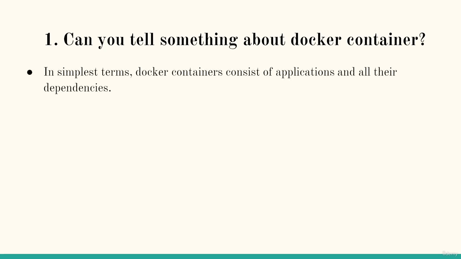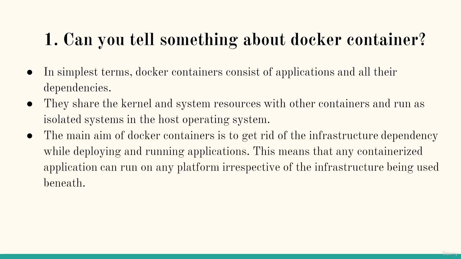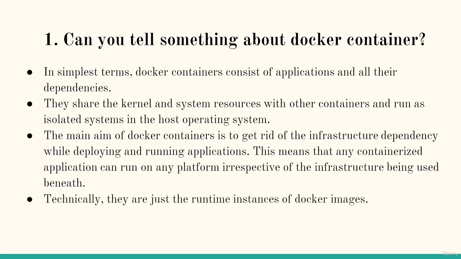Now, in simplest terms, a Docker container consists of applications and all their dependencies. They share the kernel and system resources with other containers and run as isolated systems in the host operating system. The main aim of Docker containers is to get rid of the infrastructure dependency while deploying and running applications. This means that any containerized application can run on any platform irrespective of the infrastructure being used beneath. So technically, they are just the runtime instances of Docker images.